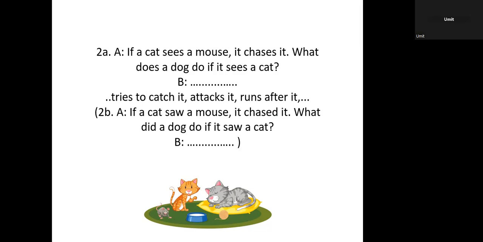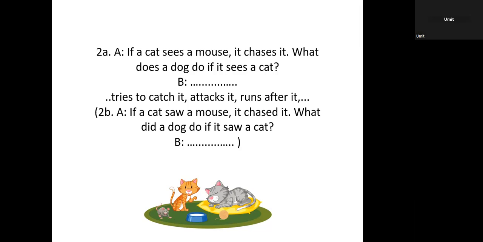Or if a dog sees a cat, it tries to catch it. It attacks it. It runs after it. Okay? 2b. If a cat saw a mouse, now pass the fourth form. Not zero type, but fourth type. So there are 5 types of if clauses, but we will see them together completely in harmony 3.